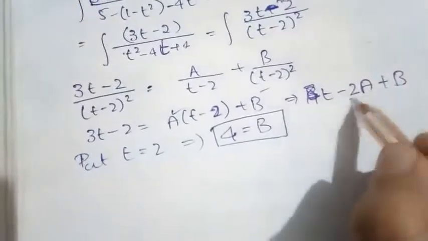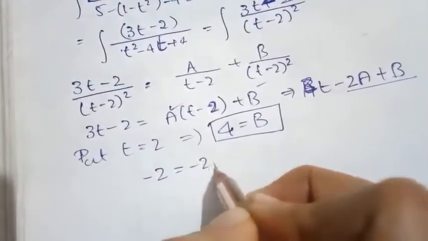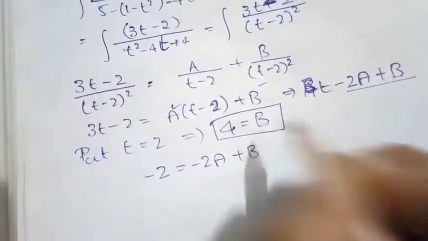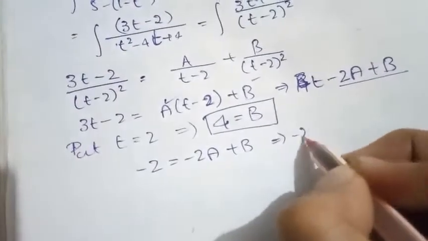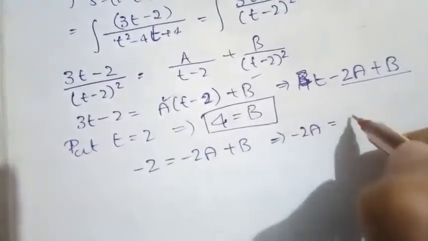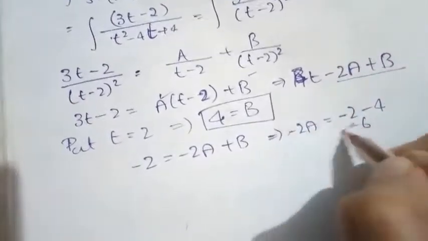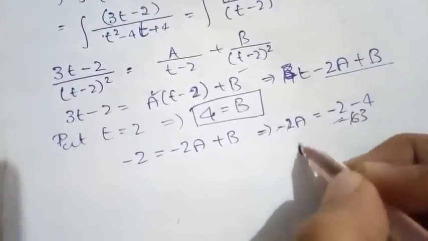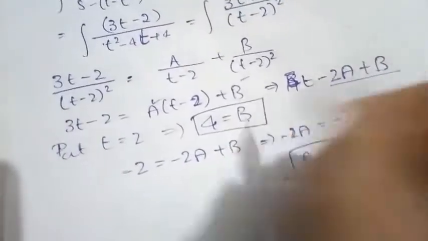So compare the constants here. What happens? Minus 2 is equal to minus 2a plus b. We got the value of b is equal to 4. This implies minus 2a is equal to minus 2 minus 4, it is minus 6. So the minus signs cancel, 2 ones are 2, 2 threes are 6. So the value of a is equal to 3. So a is equal to 3, b is equal to 4.